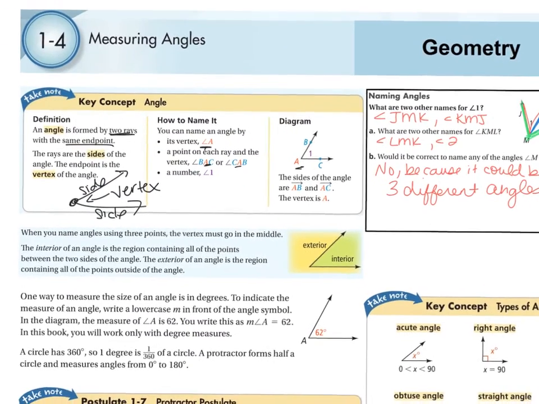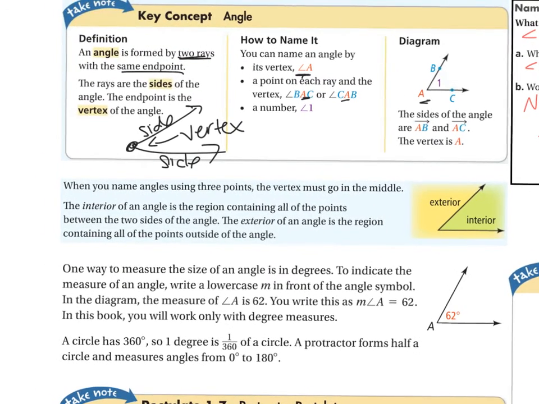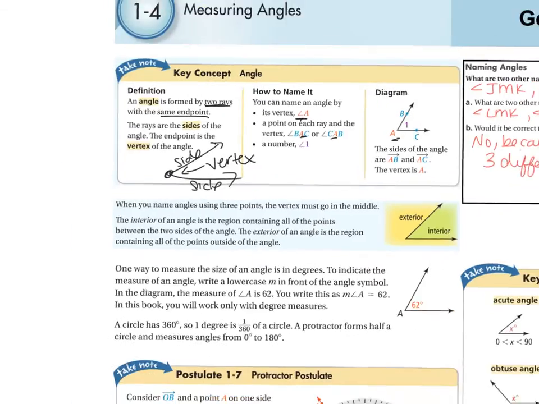Okay, let's move on. So if you hear interior, you think inside. So interior of an angle is the inside of the angle. And then exterior is the outside. When you think of the exterior of your house, the outside of your house.